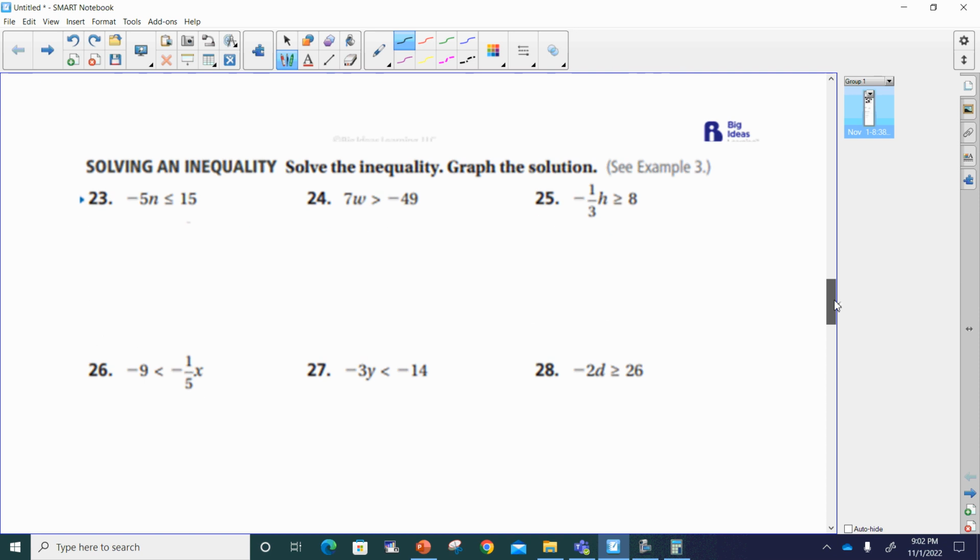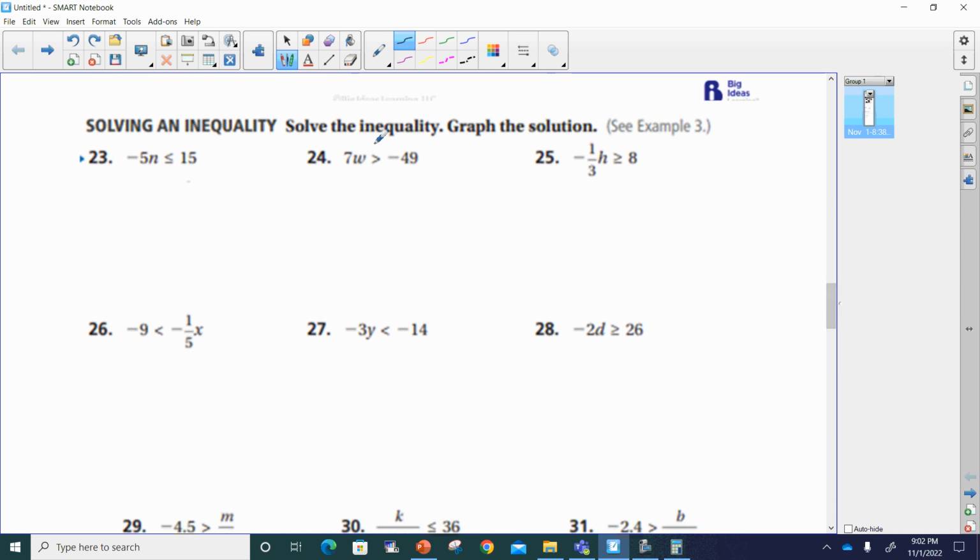I've got number 23. Solve the inequality and graph it. Right back to this again. Okay, well, I need to get this -5 away from n. And we have to remember the rule about inequalities. It's the one rule that's different than equations. If I multiply or divide by a negative number, I have to turn my symbol around. So I'm going to divide by -5, which means I divide by -5 over here. Remember, the minute I divide by a negative number, I have to turn my symbol in the other direction. The n stays over here, and 15 divided by -5 will be -3.